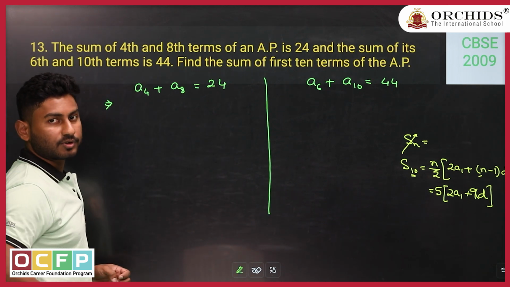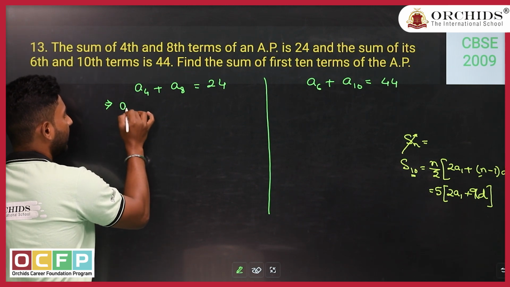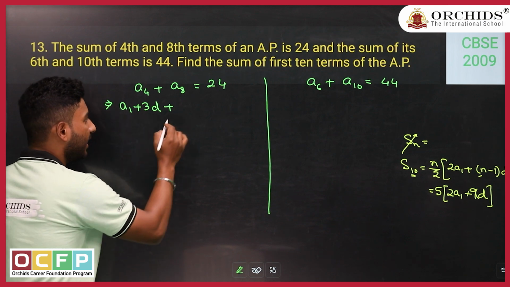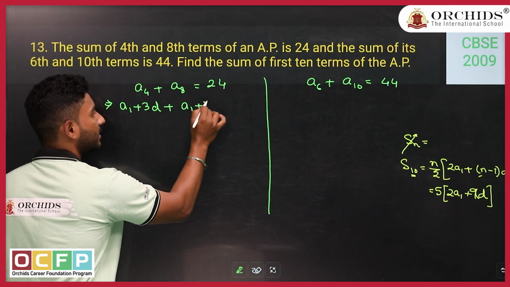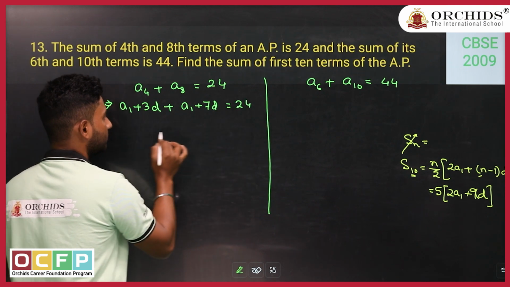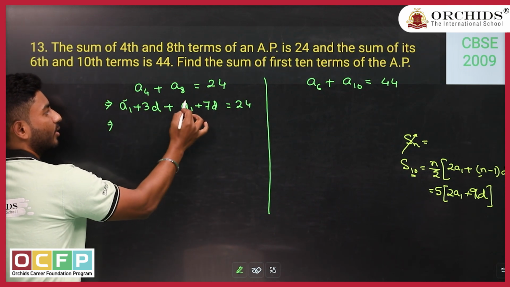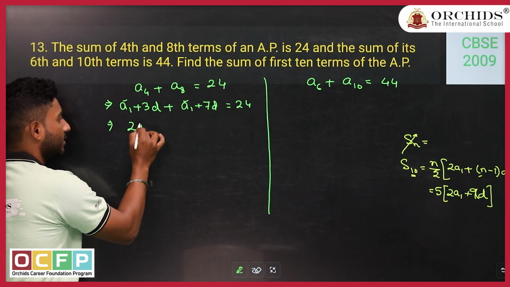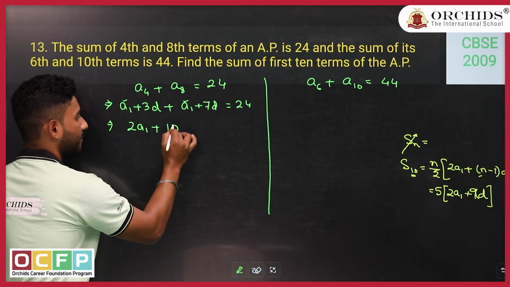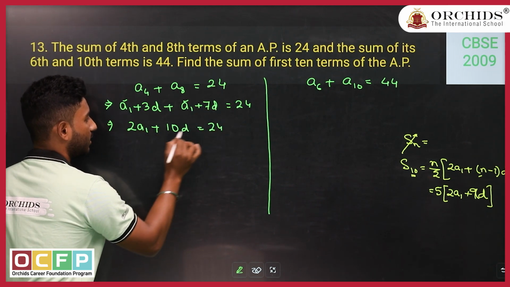What is A4? A4 is A1 plus 3D, correct? What is A8? A1 plus 7D equal to what? 24. Just add up. What is A1 plus A1? 2A1. 3D plus 7D? 10D equal to 24.